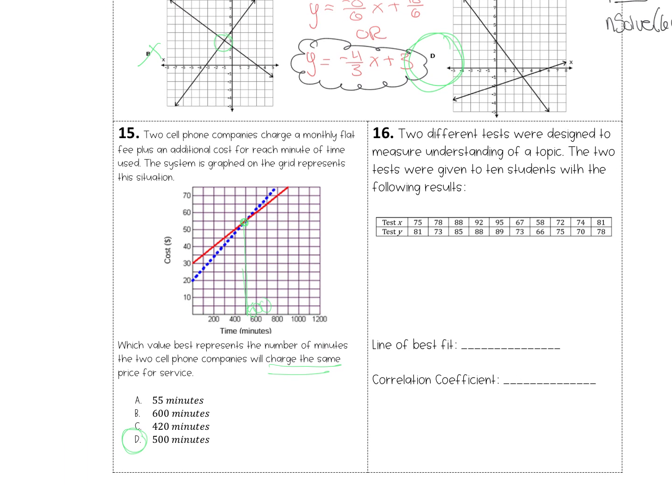Number 16 is very, so go ahead and pause the video. You're going to enter this into Desmos and see if you can find your equation and your correlation coefficient. Pause the video while you do this.